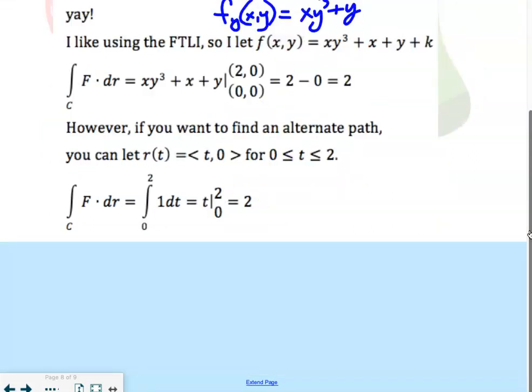When you change your r(t), look at how easy the integral becomes, right? So this way is really no harder than FTLI. It makes it really nice. So as long as the vector field is conservative, you can get from point A to point B on any path you want, as long as it's a path that works, and you'll have an equivalent answer. All right, any questions on that one?